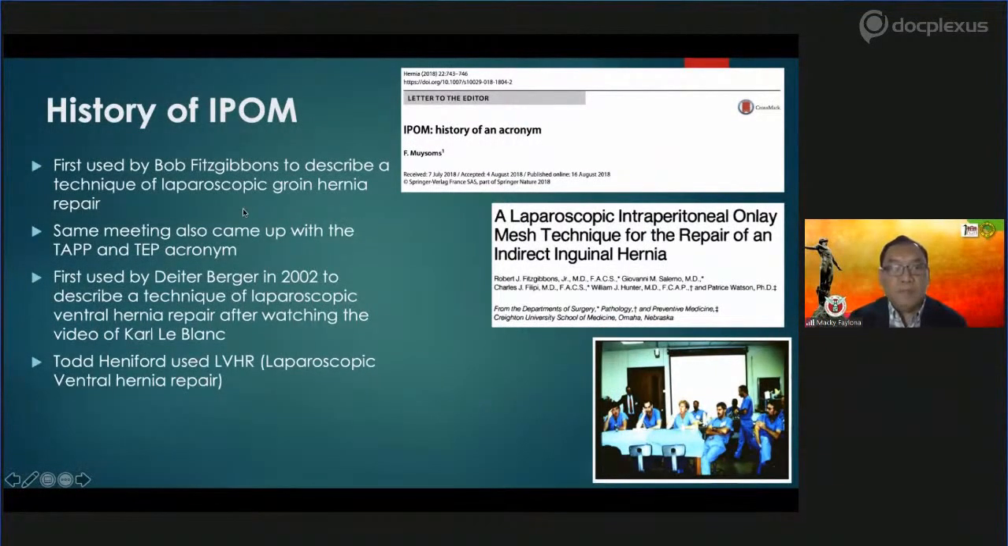Further down the line, the term IPOM was first used by Bob Fitzgibbons as a technique of laparoscopic groin hernia repair. This was brought about in this meeting, an investigators meeting looking at laparoscopic groin hernia repair, and this is also where the terms TAPP and TEP were coined.